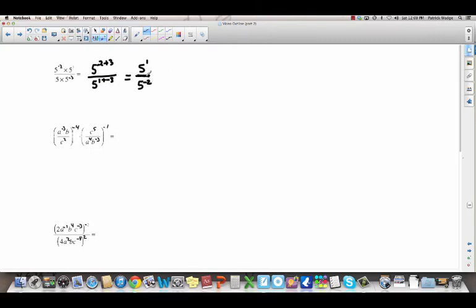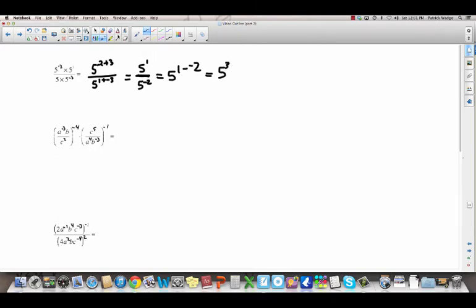Okay, this means divide. So when you divide and you have the same base, what can you do to the exponents? You can subtract. 1 take away negative 2. 1 take away negative 2 is equal to 3.